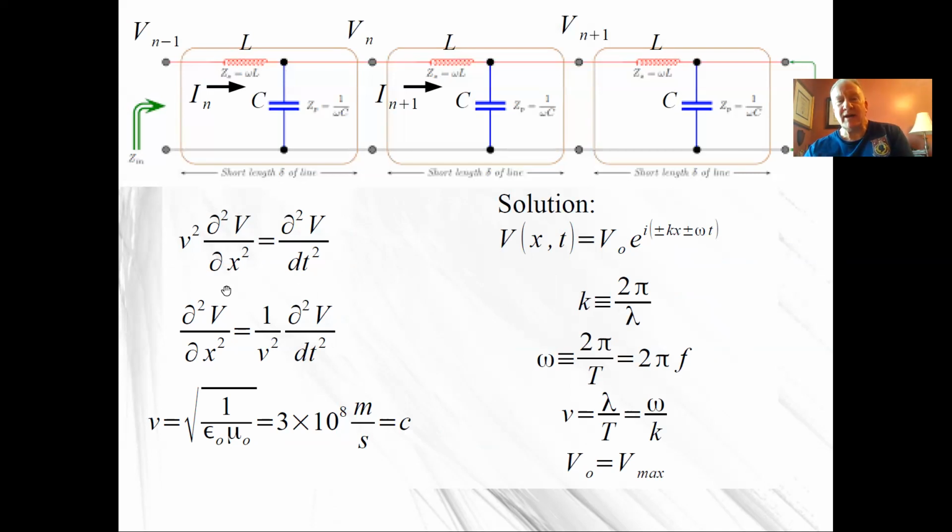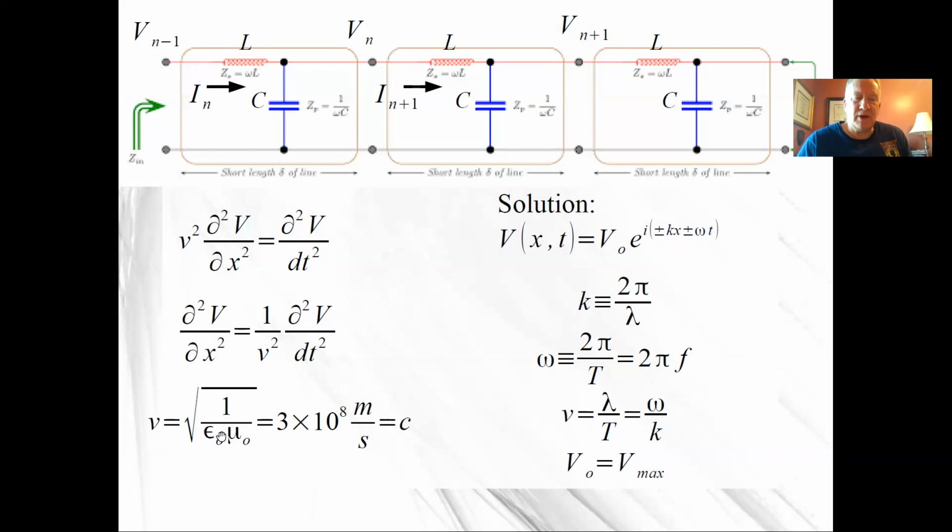Okay, so back to our linear wave equation. We have the velocity squared times the second derivative of v with respect to x is equal to the second derivative of v with respect to t. And these are partial derivatives, right? Sorry, this should be a partial derivative right here. So we end up with the second derivative of v with respect to x is equal to 1 over v squared times the second derivative of v with respect to t. That's how I usually see it written, and that's how I usually like to write it.